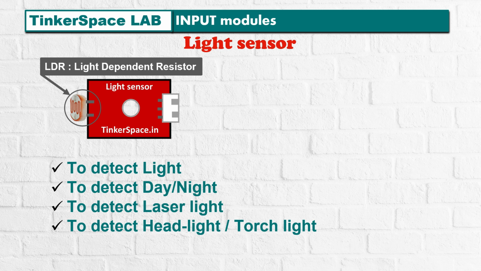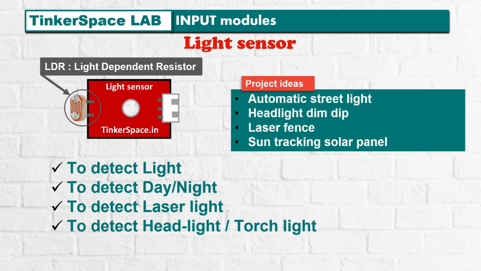beams or torchlight. Example project ideas are automatic street lights that turn on at night and off during the day, headlight dim-dip systems for vehicles, laser fence for security systems, sun tracking solar panels that move to follow sunlight.